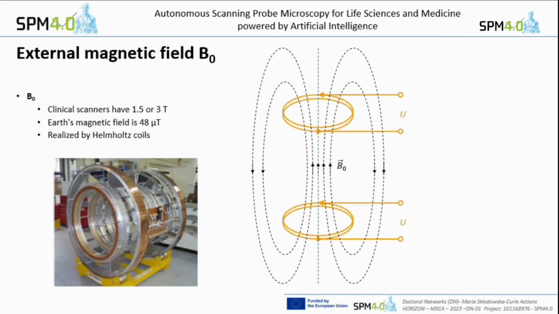Independent of that, we have the external magnetic field in the scanner. It's realized by Helmholtz coils, which have the advantage that we have a homogeneous field between the coils. It's called B0, by definition always along the z-axis, and the typical field strength in MRI is about 1.5 or 3 Tesla. Meanwhile, they also start with 9 Tesla. For comparison, the Earth's magnetic field is way lower, about 48 microteslas.